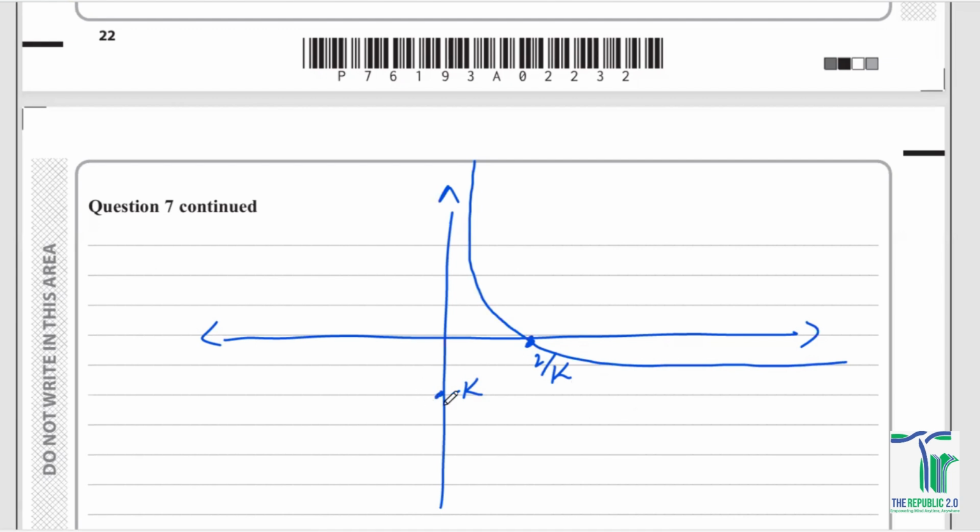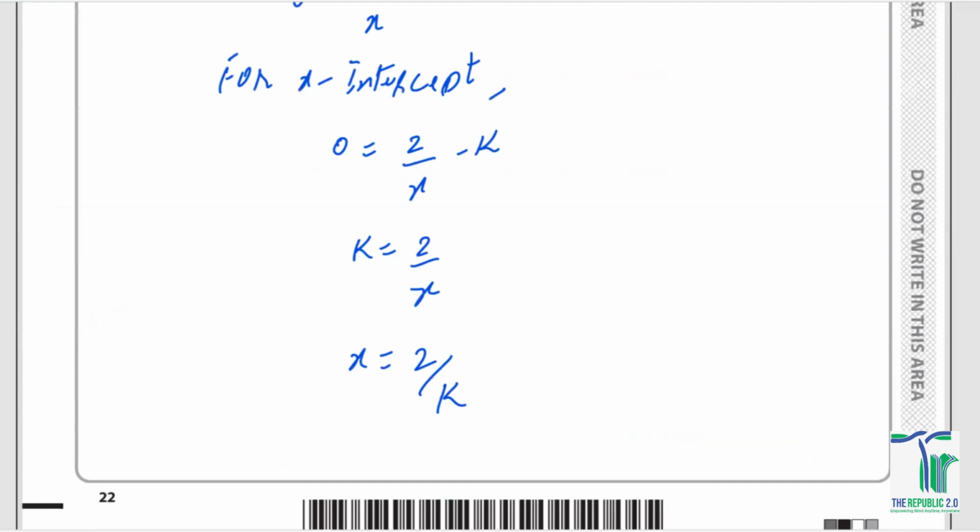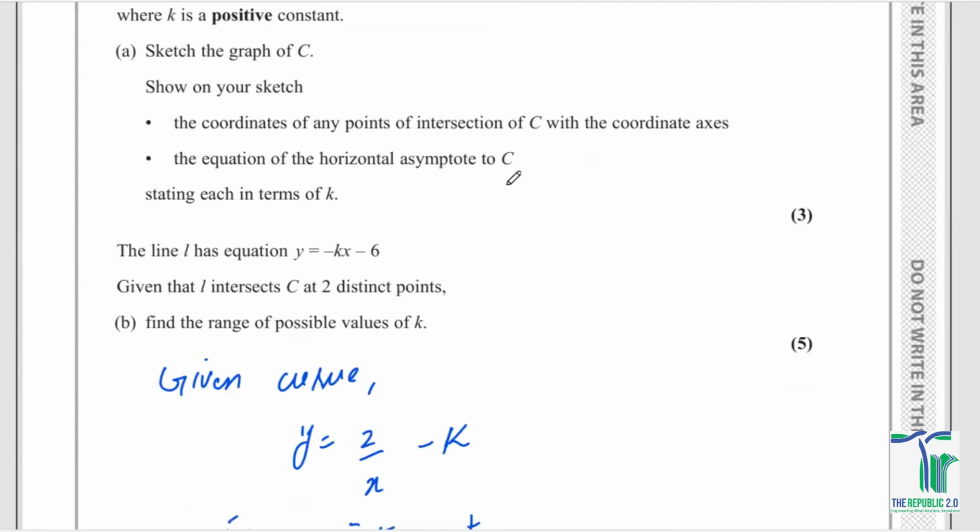right? This is the equation of asymptote. And then the downward equation might look like this. When you're going to plot it with proper scale, it would be a much better thingy. Okay, so that is how we're going to sketch this thing. So we're done with the first part.